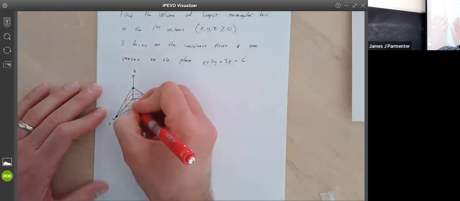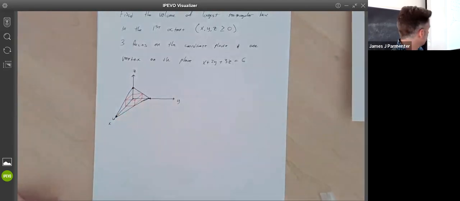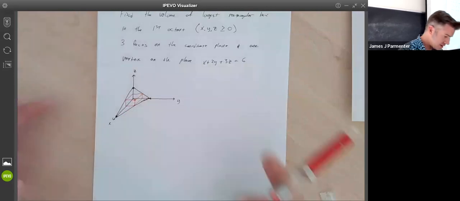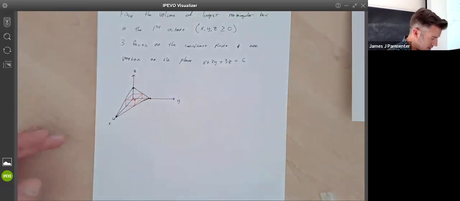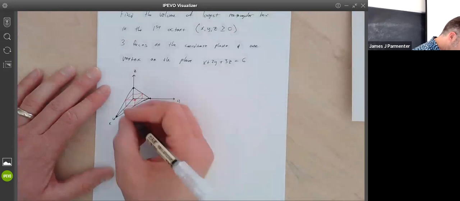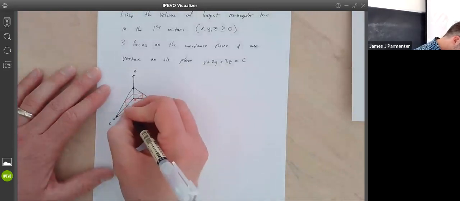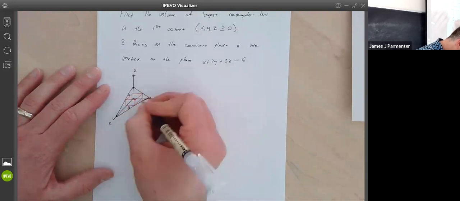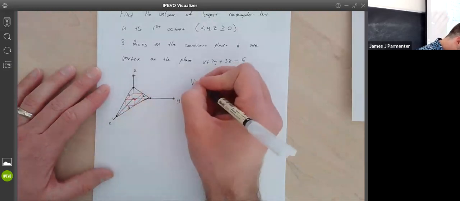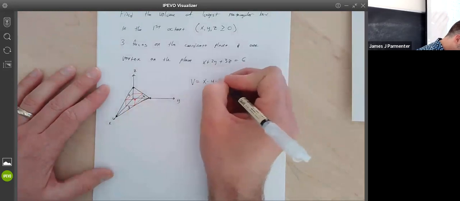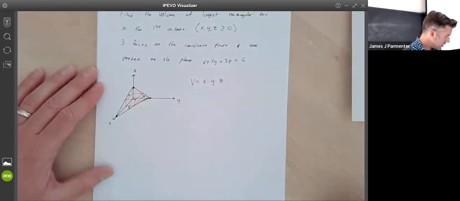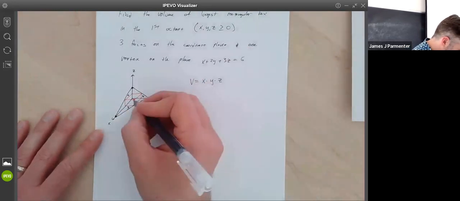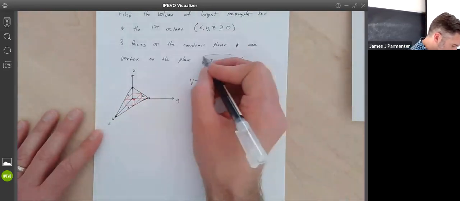And I've drawn it not excellently, because that little part there shouldn't be touching the corner under, but the point is this corner here is on the plane. And so if I want the volume of my box, if this side is X, this side is Y, and this side is Z, the volume is X times Y times Z. And then we can use the fact that this point here is on this plane.